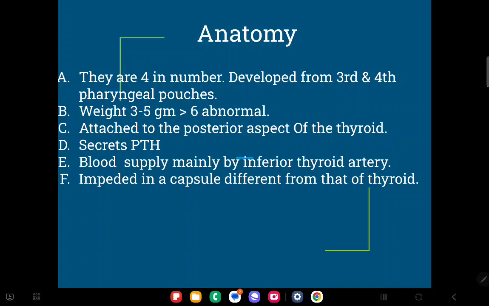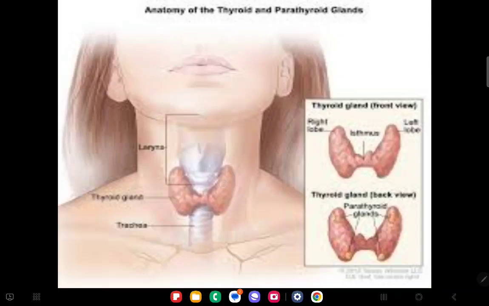It secretes an important hormone, which is the parathyroid hormone, what we call the PTH, and it regulates the calcium level in the blood. It increases the calcium level in the blood. The blood supply of the parathyroid is mainly from the inferior thyroid artery. It is not related to the thyroid because the thyroid has a separate fascia and the parathyroid has another fascia, but they are nearby. This is why it is called the parathyroid, or the one nearer to the thyroid.